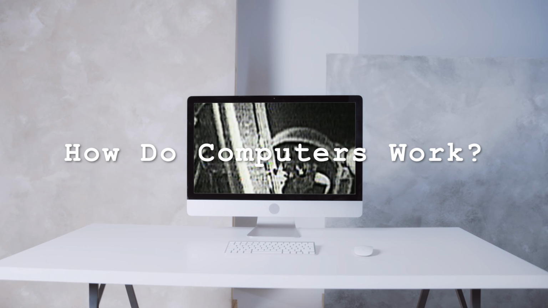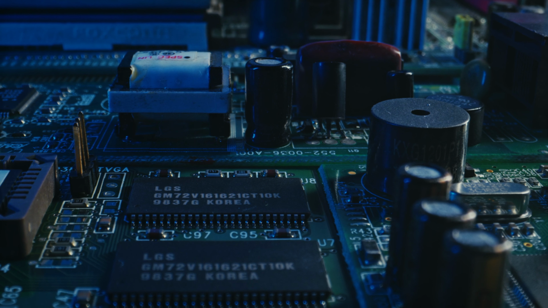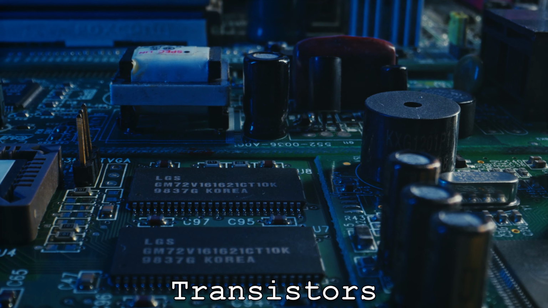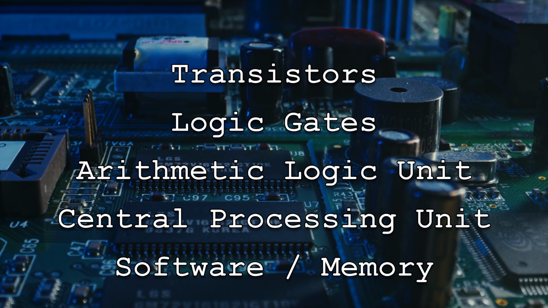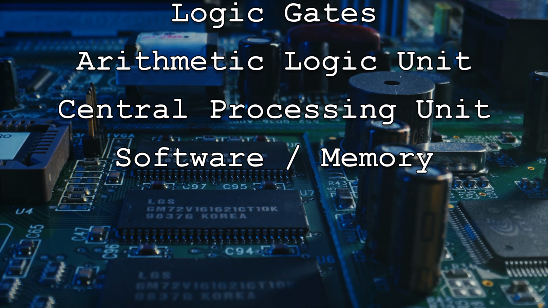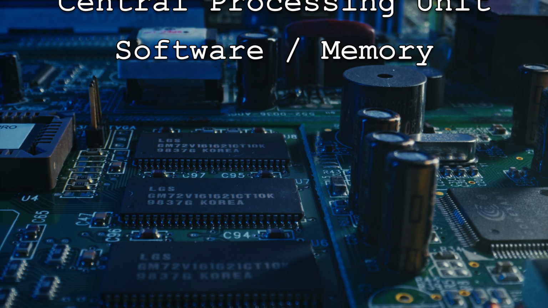What's a computer and how does it work? A computer is made up of these 5 basic levels: transistors, gates, arithmetic logic unit, central processing unit, software, and memory. So to start at the beginning, what is a transistor?